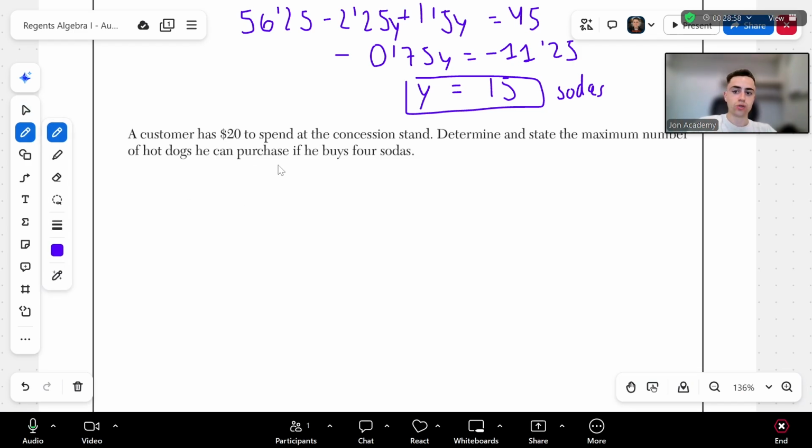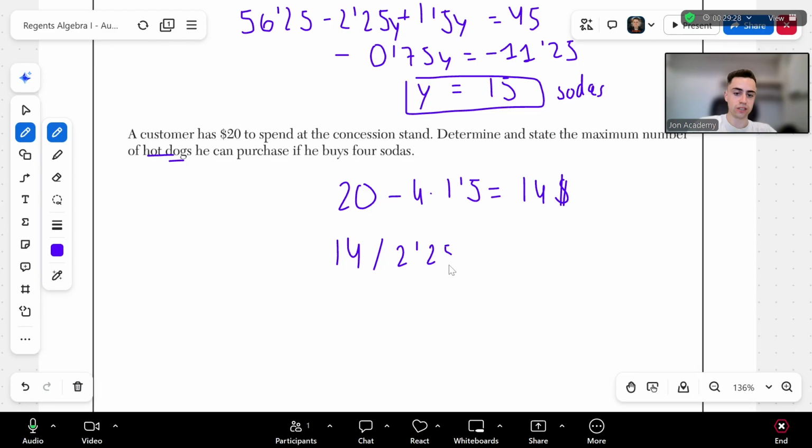So a customer has $20 to spend at the concession stand. Maximum number of hot dogs he can purchase if he buys 4 sodas. So out of the $20, we have to subtract 4 times the price of each soda, which is 1.50. That's gonna be 14. He's left $14 for the hot dogs. And now we are gonna do 14 divided by 2.25, that is each hot dog.